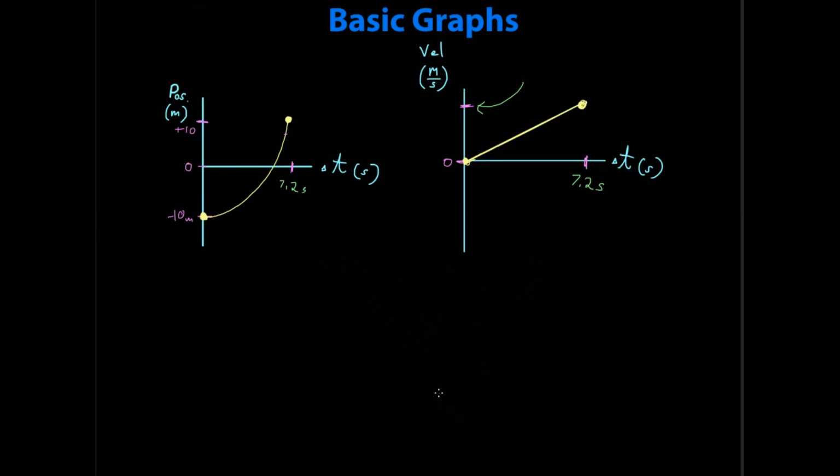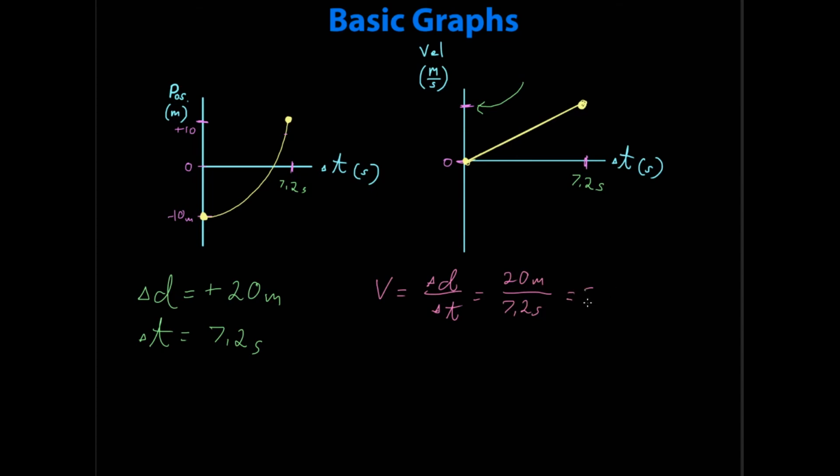Let's analyze the situation and actually list some givens. Begins at the -10 meter mark, ends at the +10 meter mark, so I have a displacement of positive 20 meters. I have time of 7.2 seconds. Now, here is the common mistake. Velocity, since velocity has to have the units meters per second, take displacement over time, and I will get 20 meters over 7.2 seconds, which gives me the 2.77 repeating meters per second.